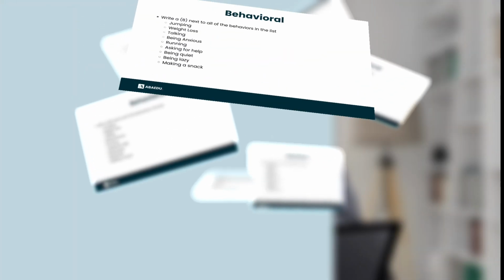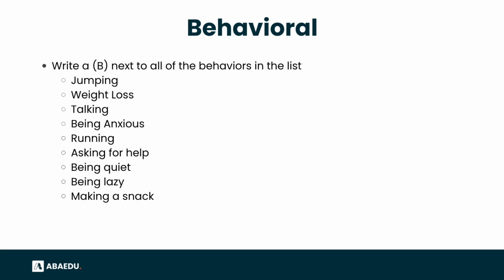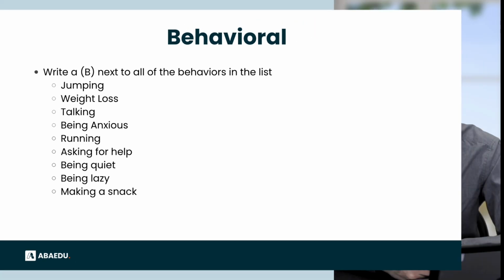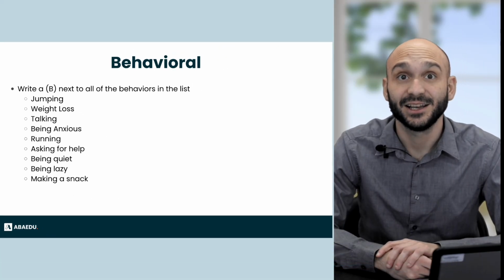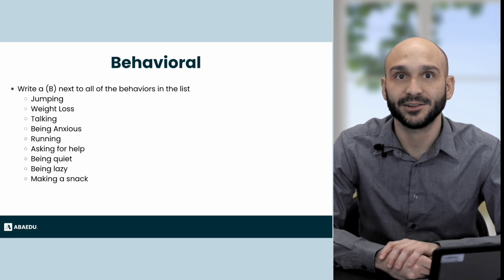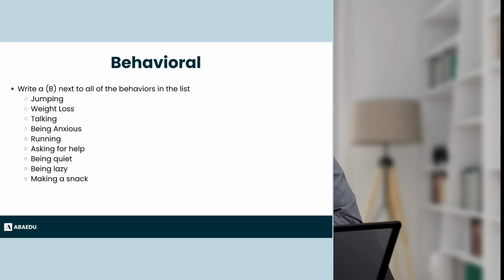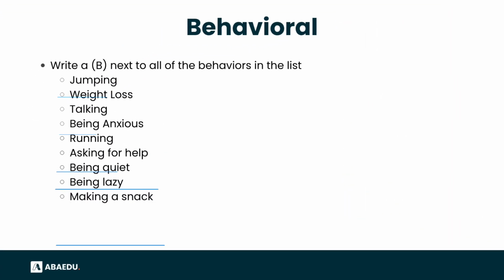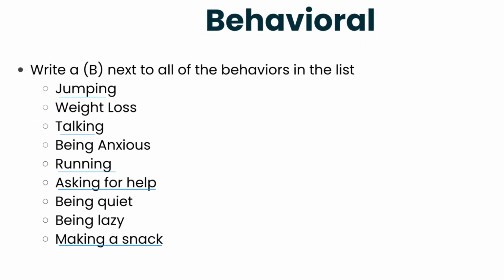We have another practice example. Take a look at these examples and identify which are behaviors: jumping, weight loss, talking, being anxious, running, asking for help, being quiet, being lazy, making a snack. It's okay to pause the video here and we'll review the answers when you come back. The true behaviors are jumping, talking, running, asking for help, and making a snack. The others are internal states, labels, or outcomes rather than behaviors themselves.